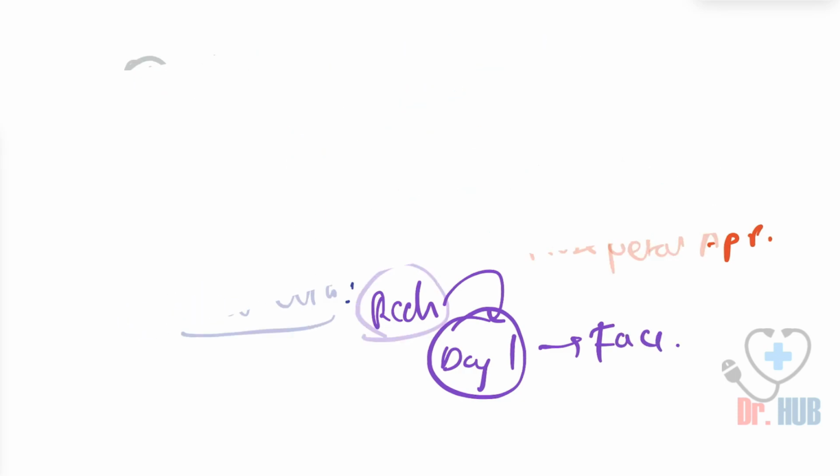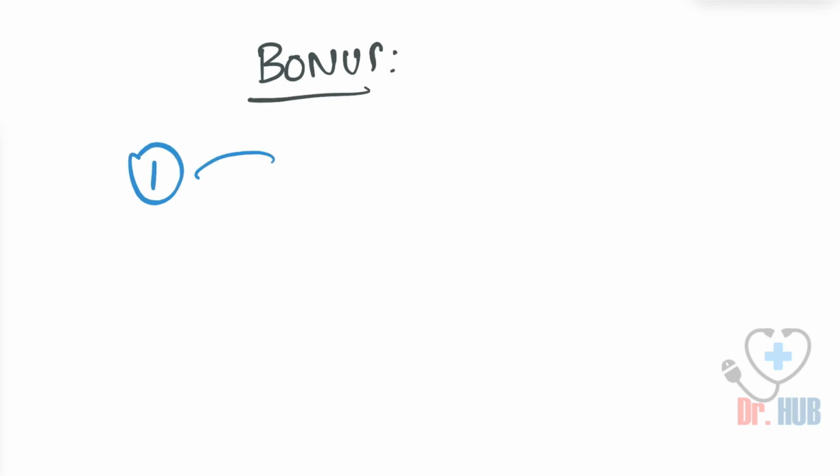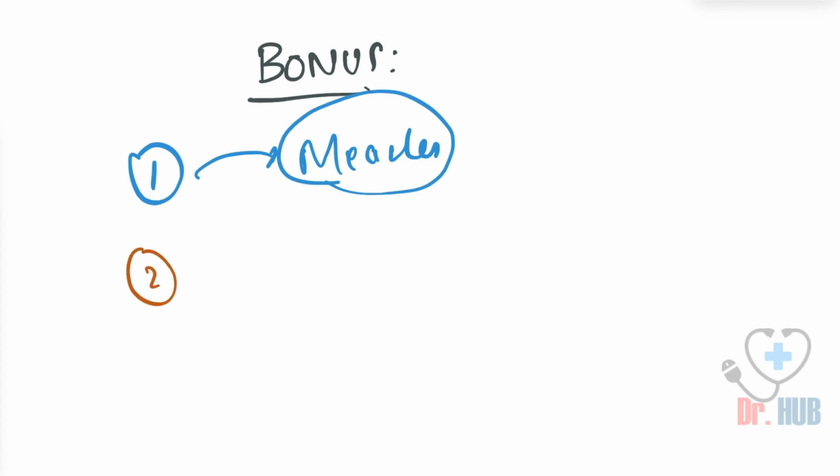Now to check our knowledge from this video, we are going to ask some bonus questions. You can answer these bonus questions in the comments. The first question we want to ask is, how is the rash in case of measles? And the next, in case of erythema infectiosum, how is the rash formed?